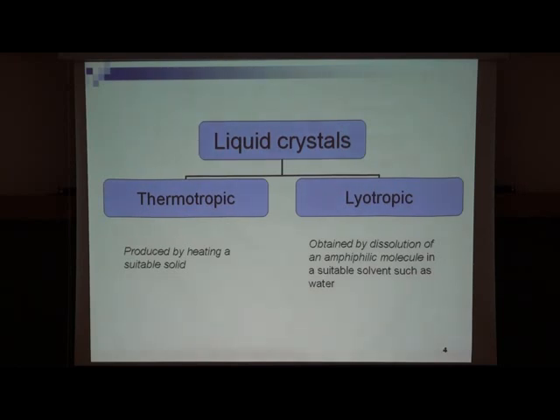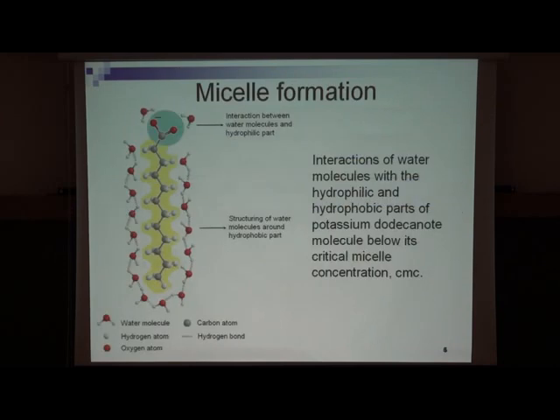Thermotropic liquid crystals are produced by heating a suitable solid. And this means that the phase sequences can be obtained by increasing the temperature. In lyotropic systems, the phases can be obtained by the solution of an amphiphilic molecule in a suitable solvent. Generally, water is used as a solvent. So here, micelle formation is very important in lyotropic systems because the building blocks of the lyotropic systems are micelles.